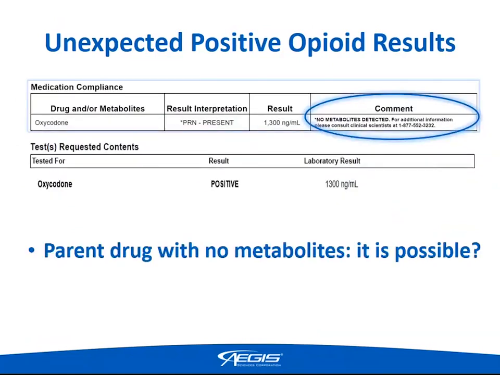So when you see a no metabolite comment on our report, is it possible for you to see a parent drug without metabolites? It is possible to observe parent drug presence in urine in the absence of metabolites. This may be increased in patients with impaired metabolism due to genetics or drug-food interactions. Detecting parent drug only may suggest recent oral drug ingestion, though the drug concentrations in these cases should typically be low.